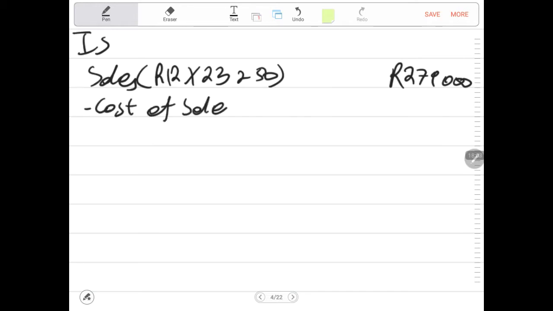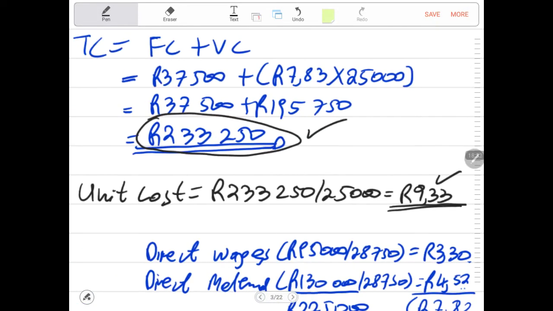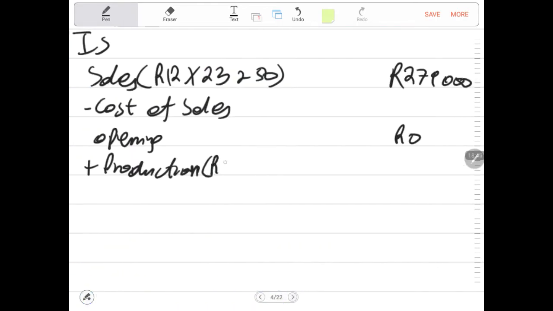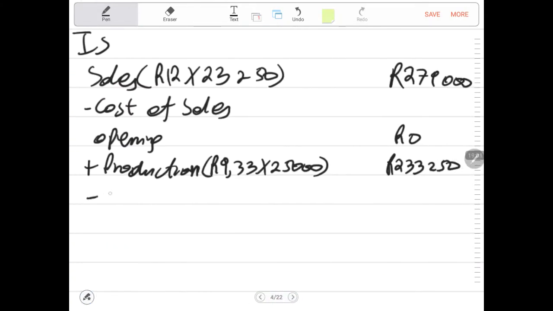Then we say less cost of sales. Our cost of sales, we have our opening inventory. And we did not have any opening inventory in this scenario. Then we say plus production, meaning the cost of production. We know that the cost to produce one unit, meaning our unit cost, multiplied by the number of units that were manufactured, which is 25,000, will obviously give us 233,250. But I need to make that very clear. We have 9 rand 33 cents by 25,000. This will give us a total cost of 233,250. This is our production cost, minus closing inventory.